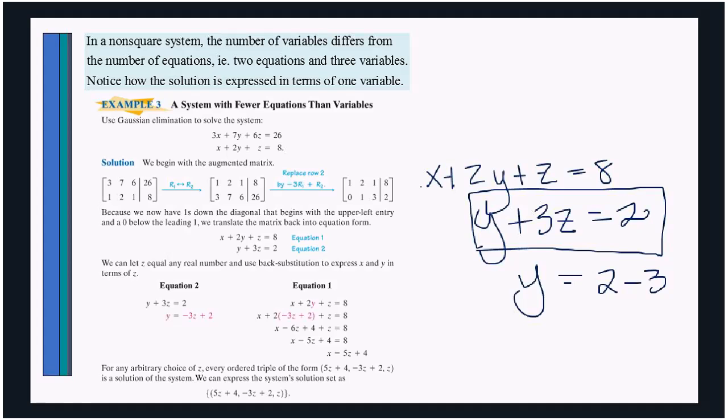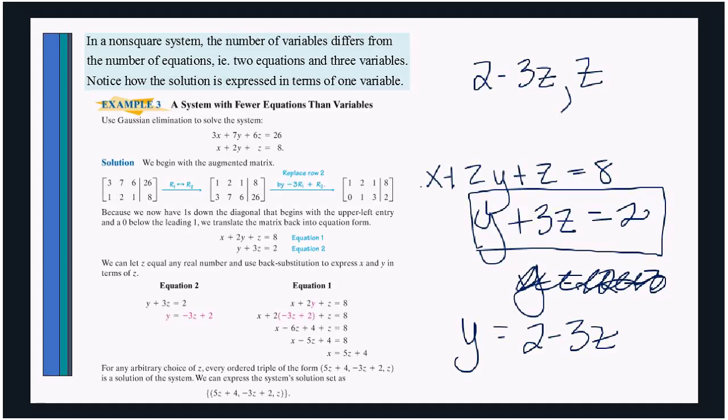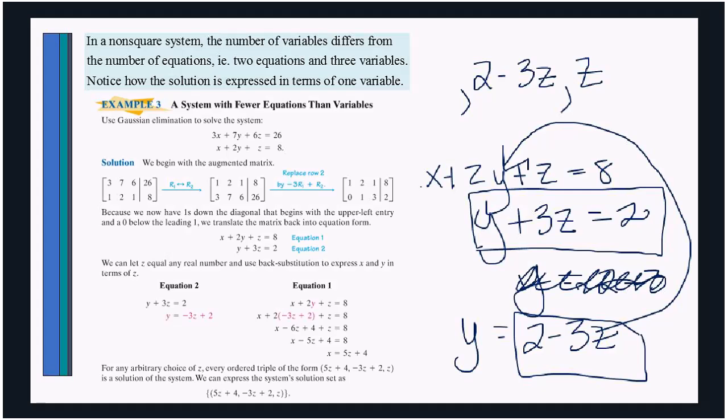Oh, I can't put a z in there. Oh, the limitations of Skype. Here, I'll move that. So y is equal to 2 minus 3z. I'm going to get rid of that there. So far we have z is any real number. And then we have y is equal to 2 minus 3z. And then we can put 2 minus 3z in for y here and then solve for x.